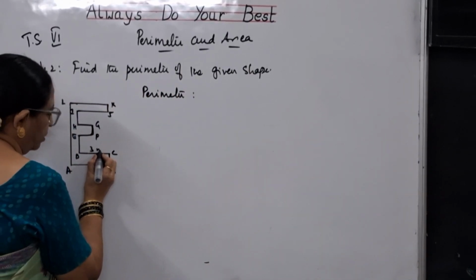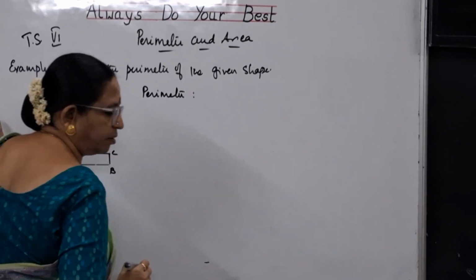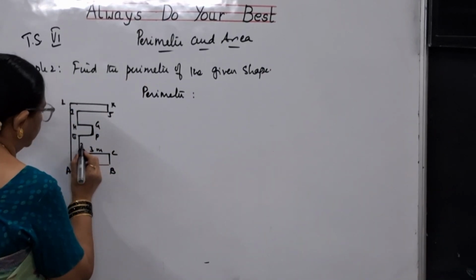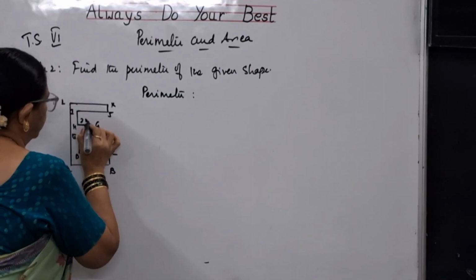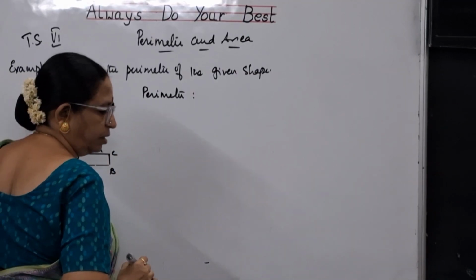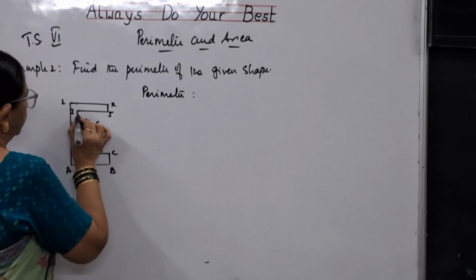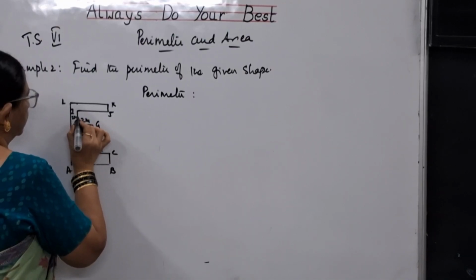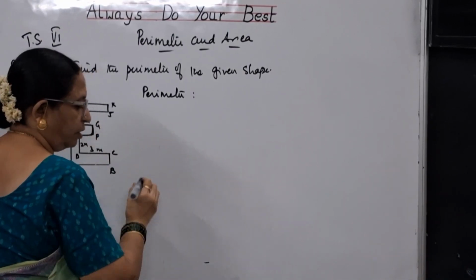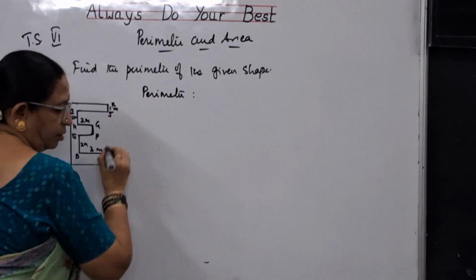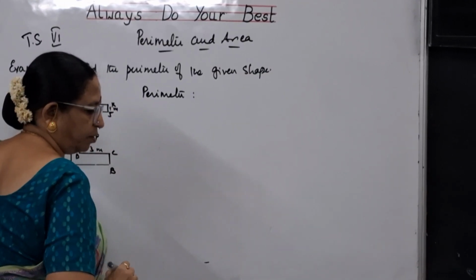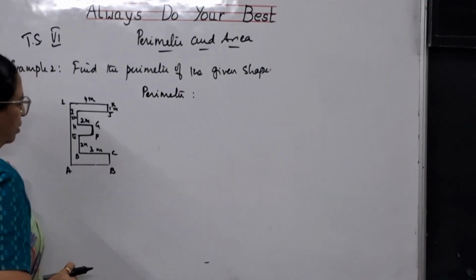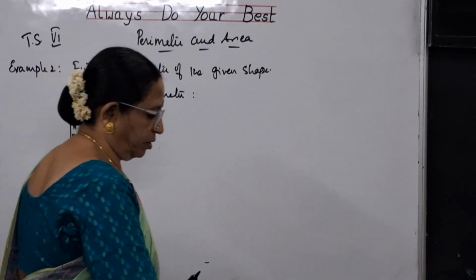This is 3 meters. This is 2 meters. And this is 2 meters. And this is 2 meters. Here also 2 meters. And then 1 meter, 4 meters. That's all. These are the measures given to you.